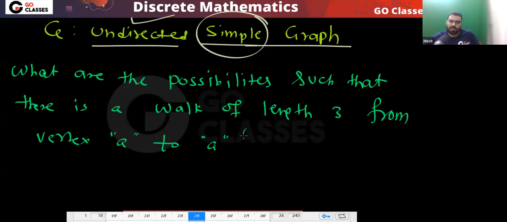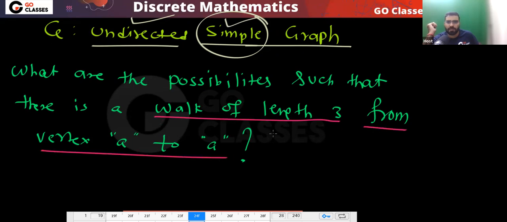Tell me, what are the possibilities? You have a simple graph. Remember, your graph is simple. You have a simple undirected graph. Now, what are the possibilities that we can get a walk of length three from A to A? Very simple observation will tell you: if you want a walk of length three, then you cannot do this. For example, you can go from A to B, then B to A. This you cannot do because we don't have any self loop. So the only possibility is a triangle.